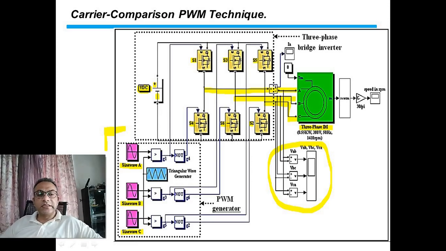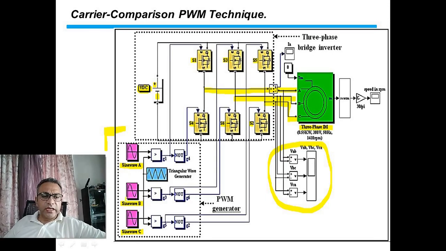Now, since this is a three-phase inverter where output voltages VA, VB and VC must have a phase difference of 120 degrees, we have to be very careful that the modulating signals sine A, sine B and sine C also have a phase difference of 120 degrees. Otherwise our inverter will not work correctly.